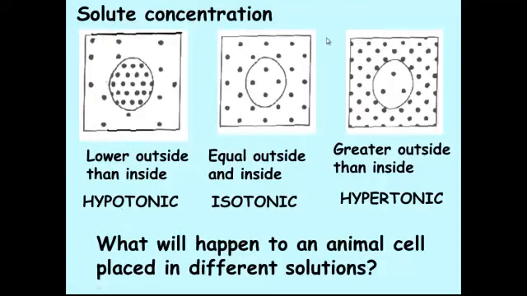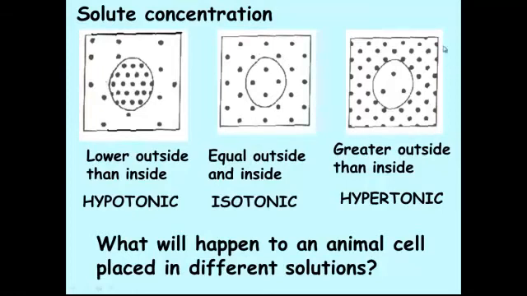The other situation a cell might be in is where the concentration of solute molecules, things dissolved in the liquid, is equal outside and inside, equally spread out. Remember we said equilibrium. If the concentration of solute outside and inside are equal, we say the cell is in an isotonic liquid.